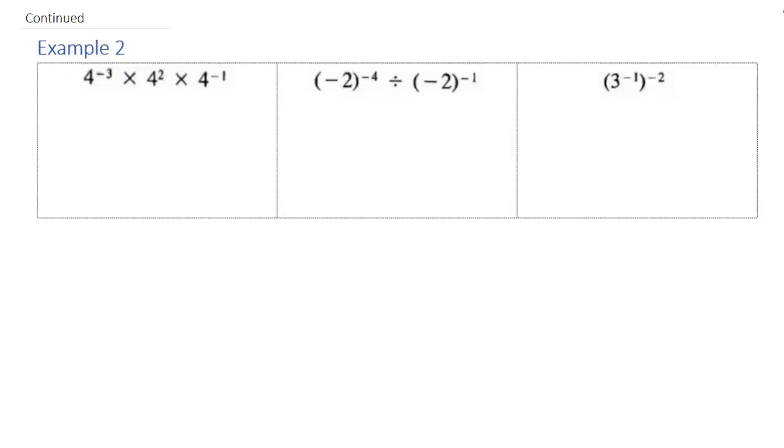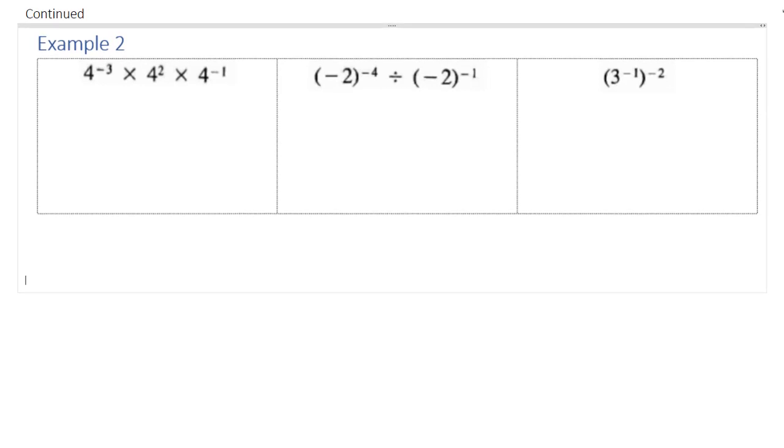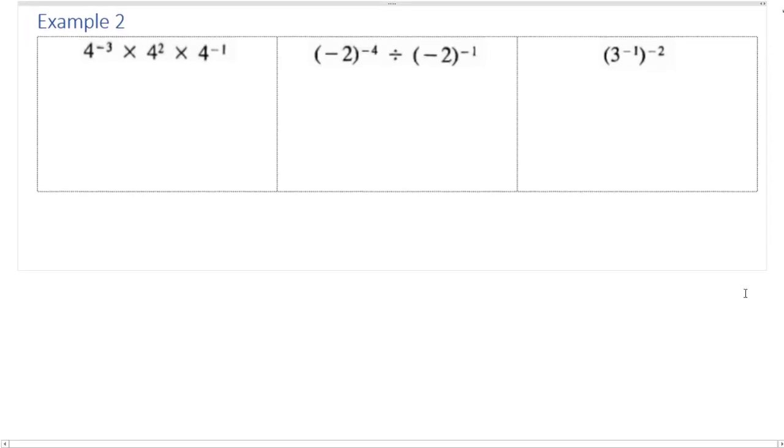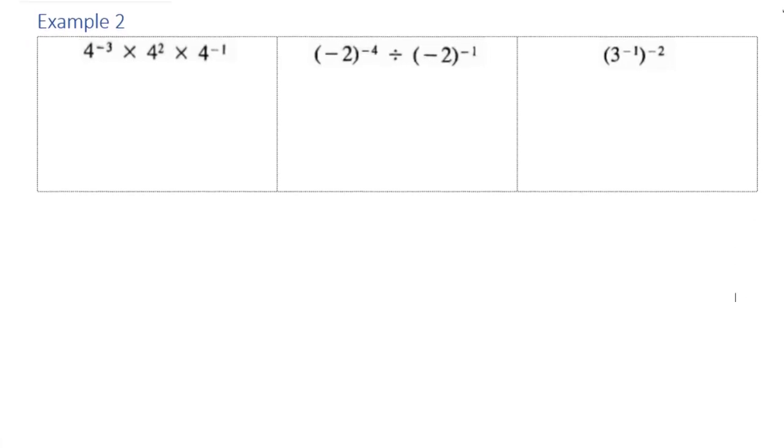Okay, in example 2, we're just going to go a little bit further and do a little more basic algebra or a little basic number work here. Now, you have two choices here. You could do it this way. You could go, all right, well, 4 to the negative 3, that's 1 over 4 to the 3. And then, times 4 squared, that's 16, and this is 1 over 4.